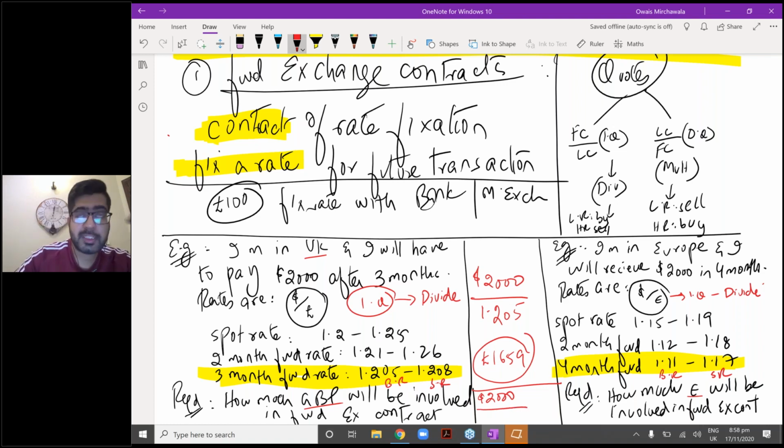If you're receiving money, you sell it to the money changer. If you have to pay, you buy from the money changer. So apply the selling rate 1.17. So 2,000 divided by 1.17, it's 1709 euros. So getting it how forward exchange contracts work. You can quickly copy these two examples and then we can move forward.